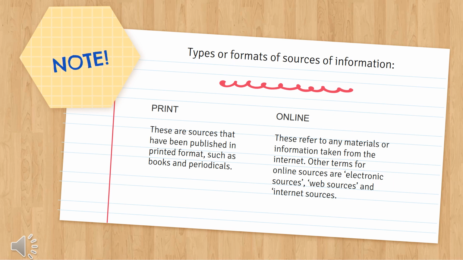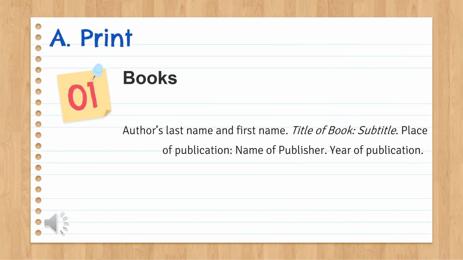These are the types or formats of sources of information: print and online. Print sources are sources that have been published in printed format, such as books and periodicals, while online sources refer to any materials or information taken from the internet. Other terms for online sources are electronic sources, web sources, and internet sources. Let us first study print sources.